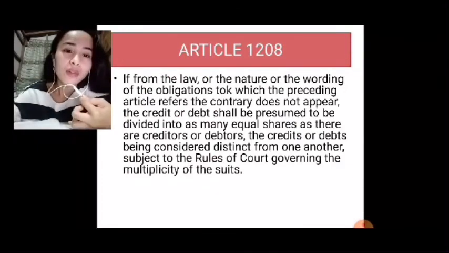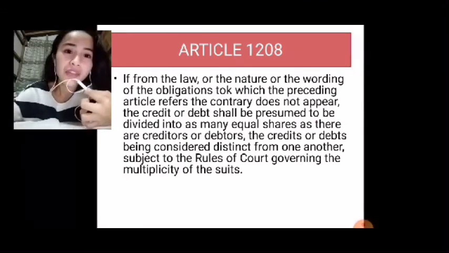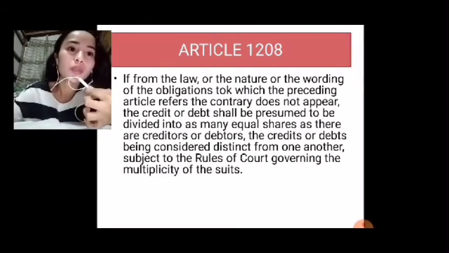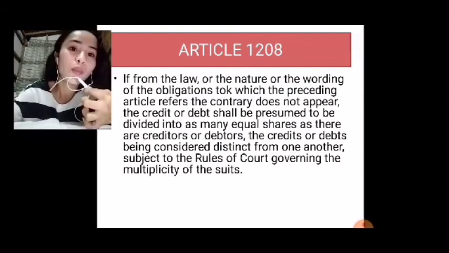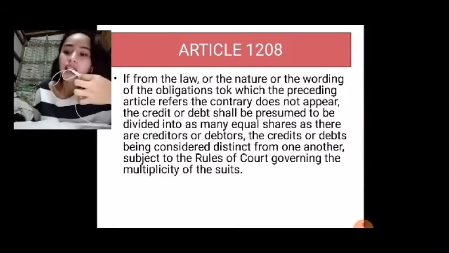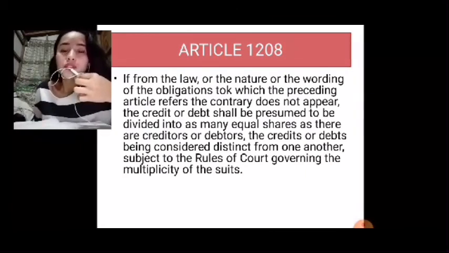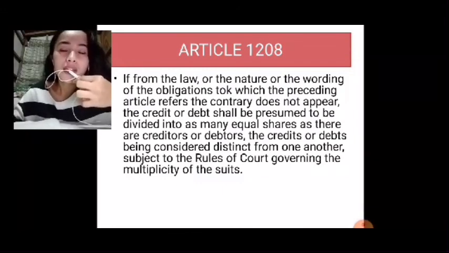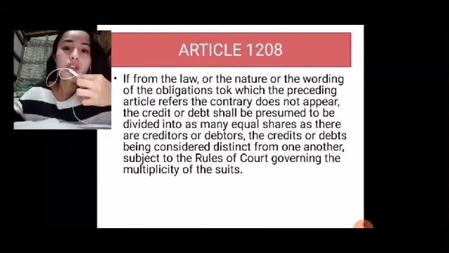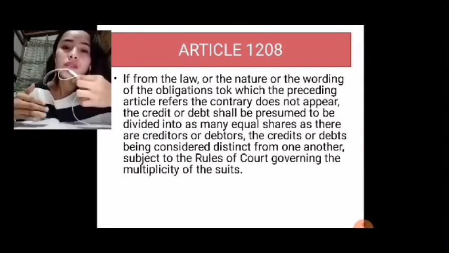Now Article 1208: if from the law or the nature or the wording of the obligation to which the preceding article refers, the contrary does not appear, the credit or debt shall be presumed to be divided into as many equal shares as there are creditors or debtors, the credits or debts being considered distinct from one another. So Article 1208 supports Article 1207, providing presumptions about joint obligation. If an obligation has two debtors and two creditors, it is presumed that the obligation is joint.